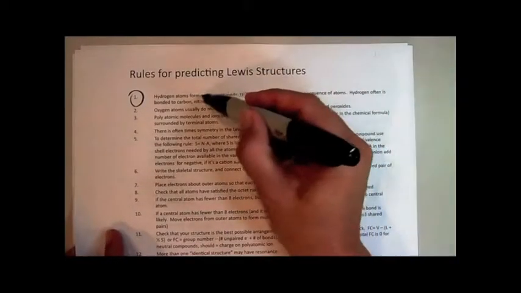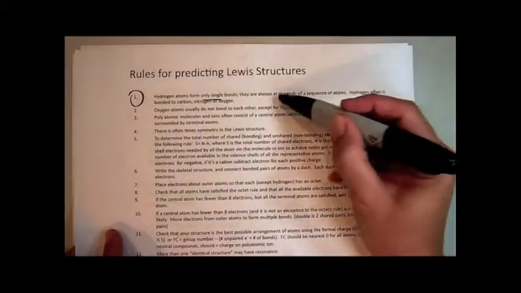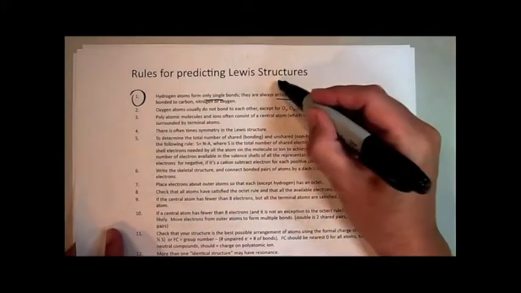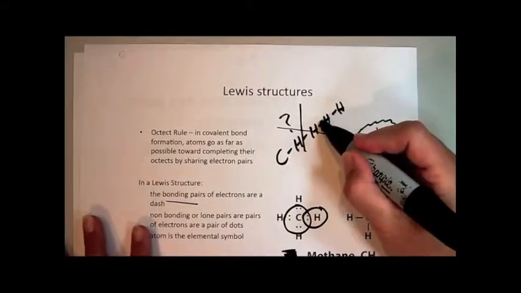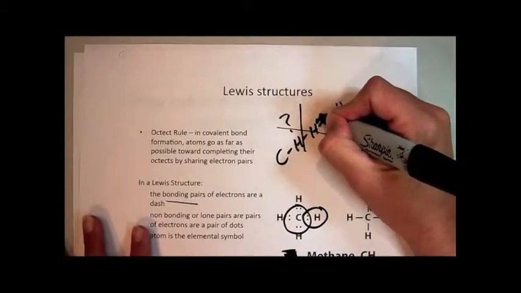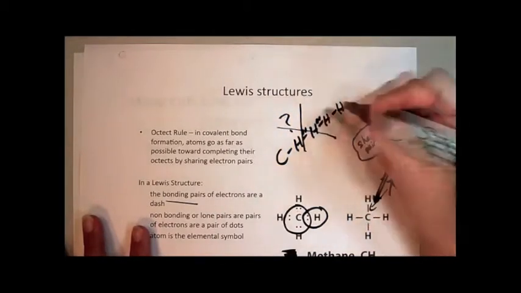And the reason why they only form single bonds and that they're always at the ends is because they only need 2 electrons to satisfy their octet. So if you tried to put something like this together, remember, what is a dash? A dash is really a shared pair of electrons. What is a dash over here? A shared pair of electrons.